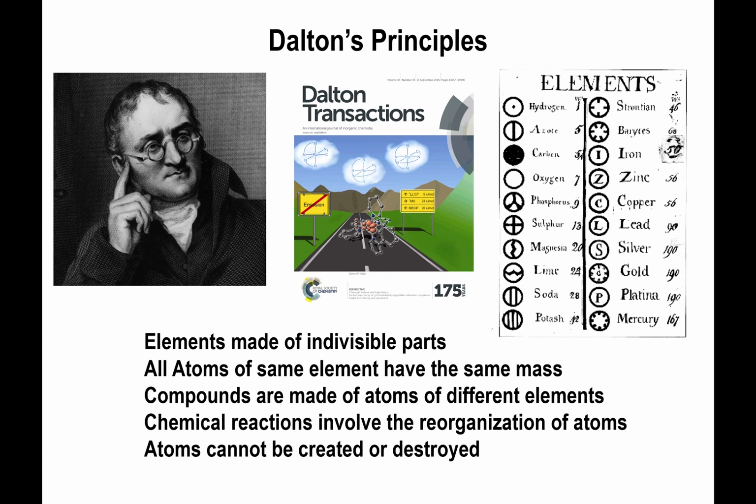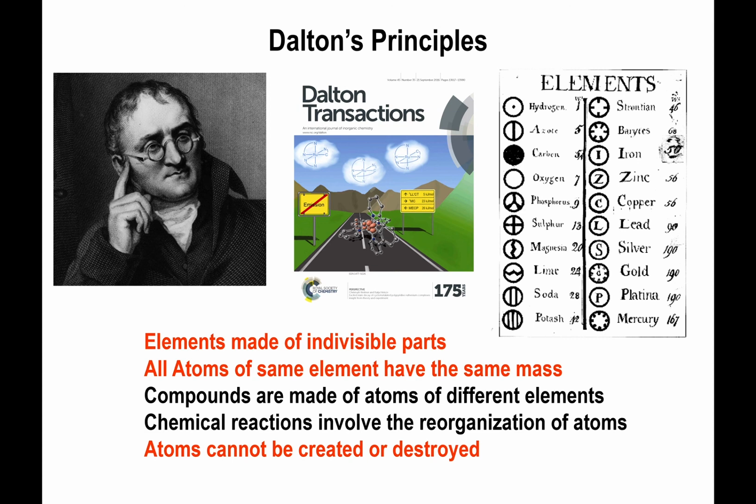Now, I'll have you know that 3 out of these 5 statements are not technically correct. Elements are actually made out of smaller parts. Now, mind you, once you break down the element into the individual parts, you lose the chemical property of that element. But elements are actually made out of smaller elementary particles. We know that from physics.